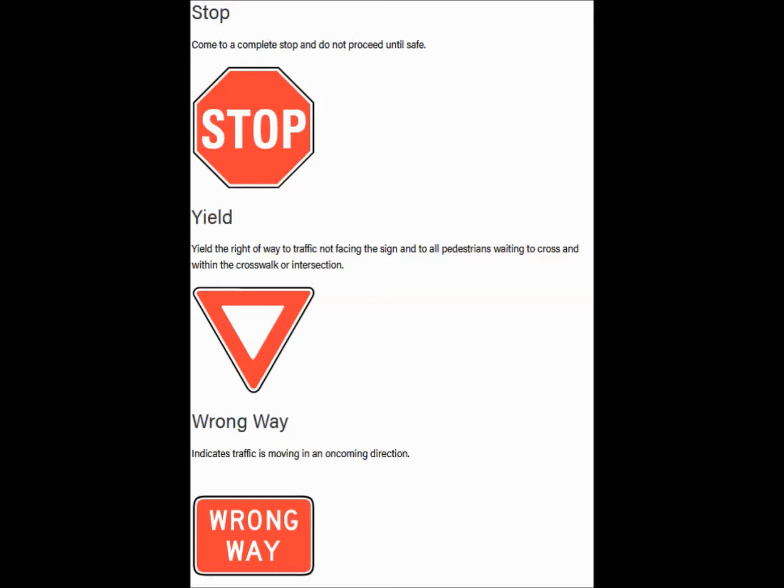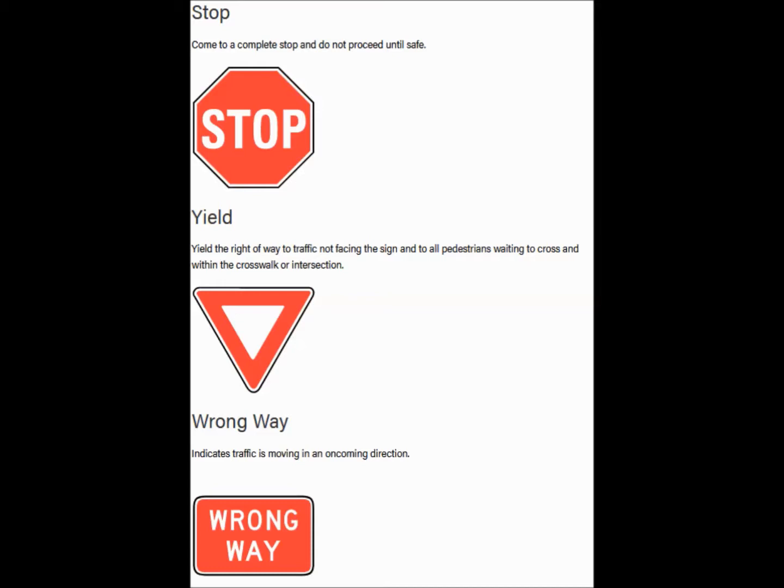Traffic regulatory signs. Stop. Come to a complete stop and do not proceed until safe. Image description: a stop sign. A red octagon with the white letters stop.